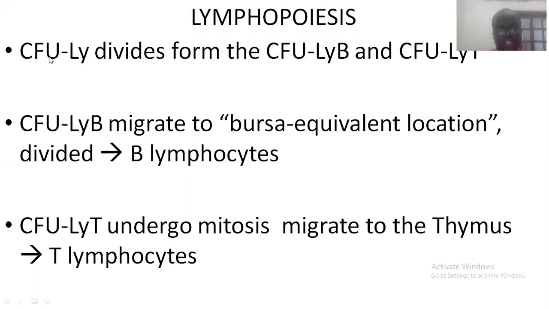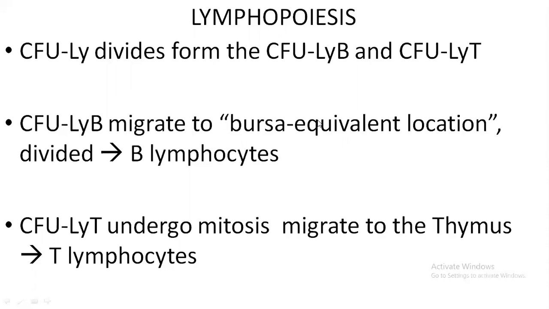The colony-forming unit lymphocyte is not specific, meaning that it can differentiate into either B lymphocytes or T lymphocytes. But once it differentiates into colony-forming unit lymphocyte B or colony-forming unit lymphocyte T, it becomes specific to the cells that will develop from there. So we proceed. The colony-forming unit lymphocyte B will migrate to the bursa equivalent location to divide into B lymphocytes. In birds, we have the bursa, located near the cloaca, that is involved in the development of these B lymphocytes.